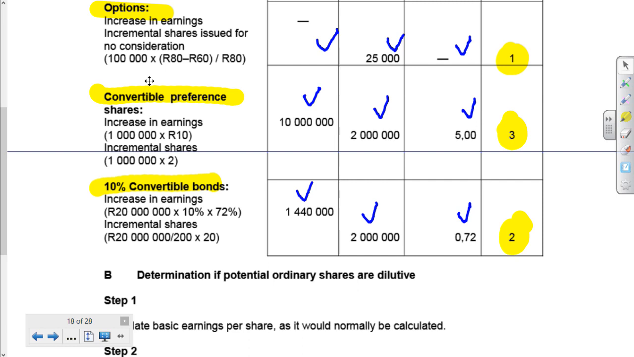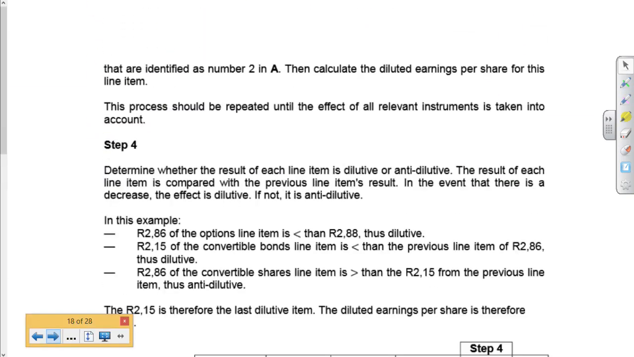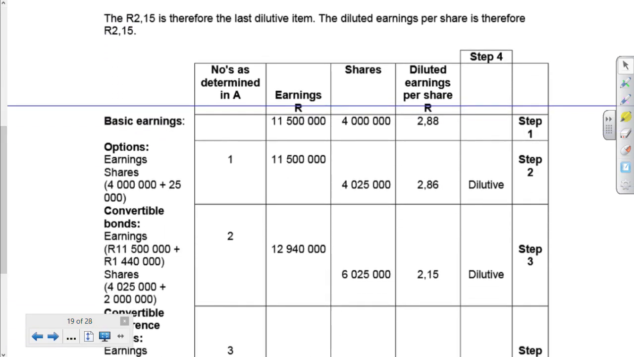So once I've worked out which ones I'm going to do first, then I do my calc, and I do it in that order. So look at my order: options, bonds, prefs. Here's my calc then. I start with basic. You guys did the basic calc for yourselves last week, do you recall? Basic earnings, basic number of shares, earnings per share: 2.88 Rand. That's where you would start. That is always where we start with diluted, with basic. Then I put the options in first.